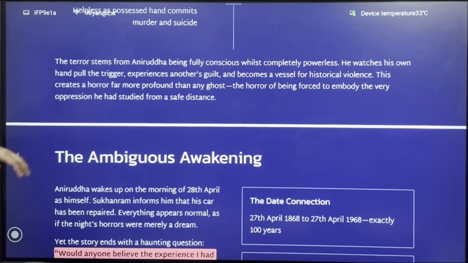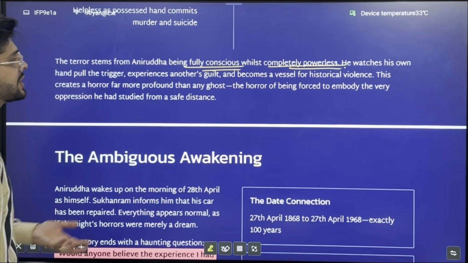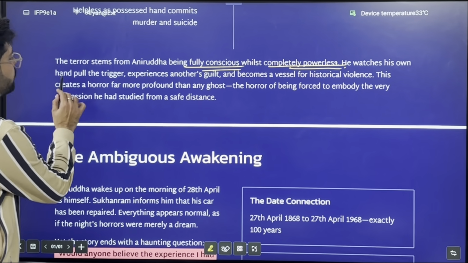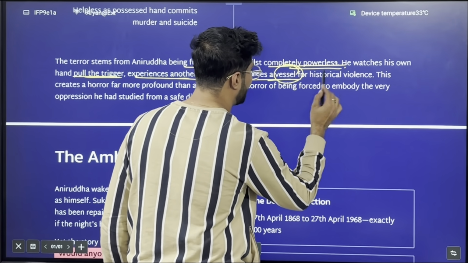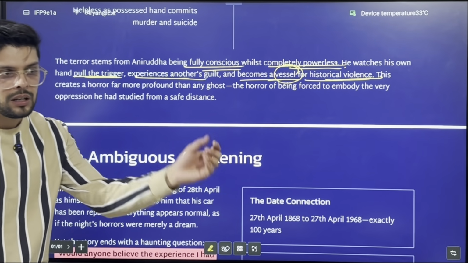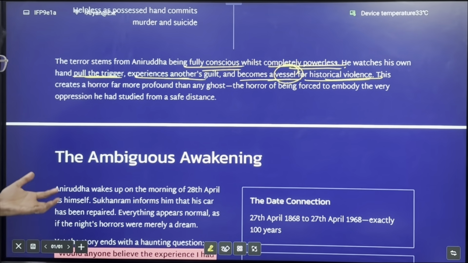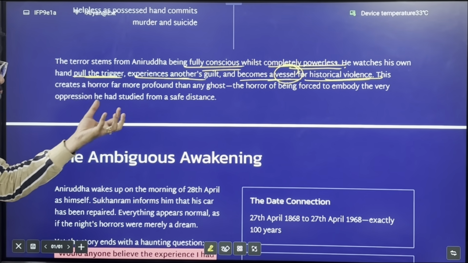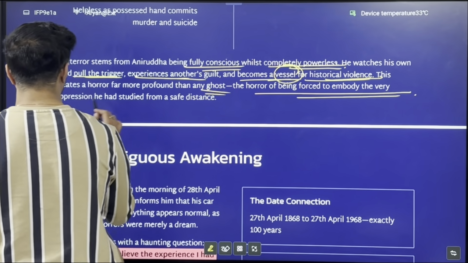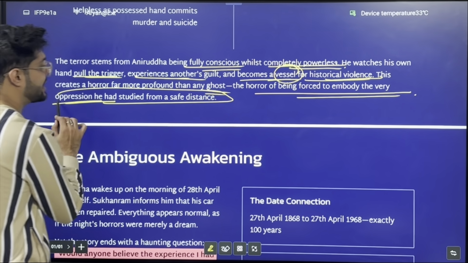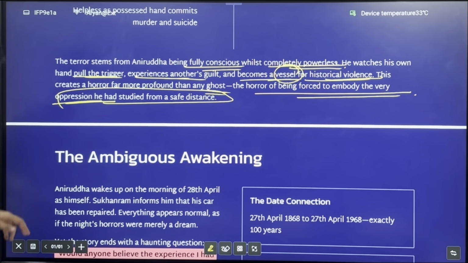The terror originates from Aniruddha being fully conscious while completely powerless. That is through his metamorphosis. He watches his own hand pulling the trigger, experiencing somebody else's guilt and becoming a vessel, a bartan, for the historical violence. Basically, a container for somebody else's experience. Okay. This creates a horror far more profound, deep than any ghost which is present, the horror of being forced to embody the very oppression he had studied from a safe distance, to get first-hand experience of what he had been studying for so long.